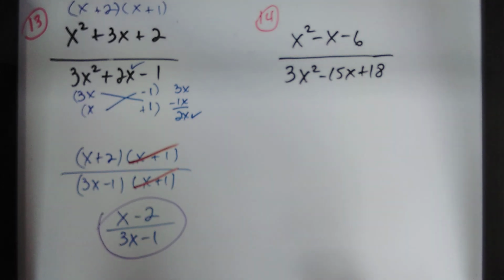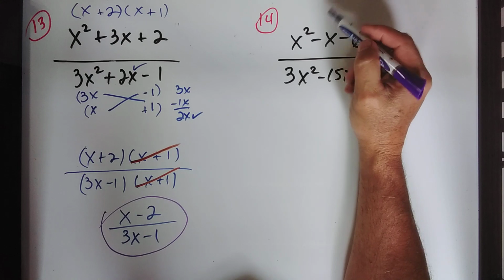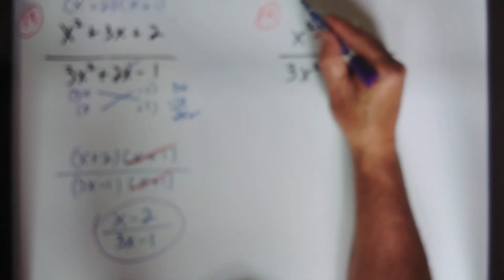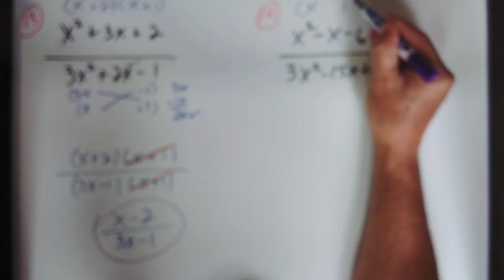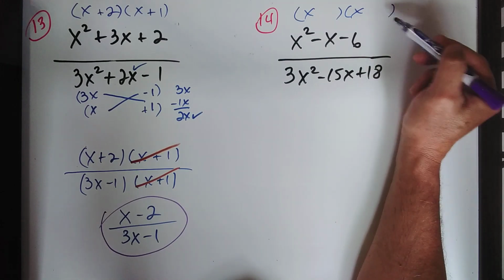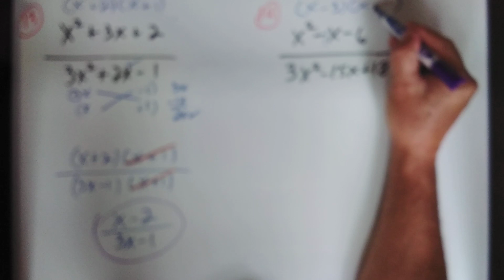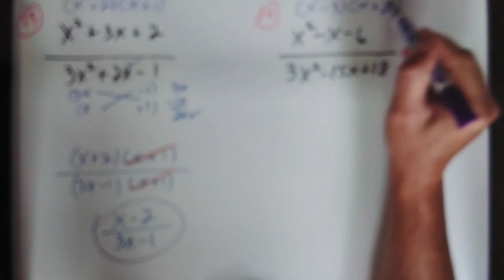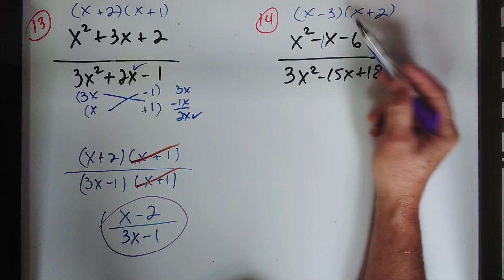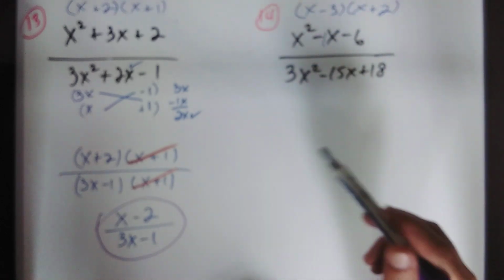Okay, let's do number 14 now. Again, the top is going to be the easy trinomial with no number here, so it'll be x and x. Two numbers that give you negative 6 when you multiply and combine to negative 1, has to be negative 3 and positive 2. Negative 3 times 2 is negative 6, negative 3 plus 2 is negative 1.